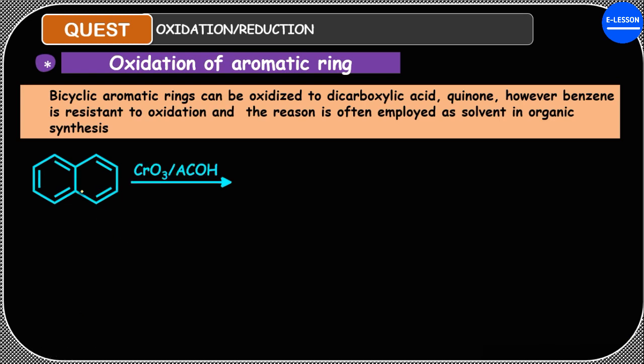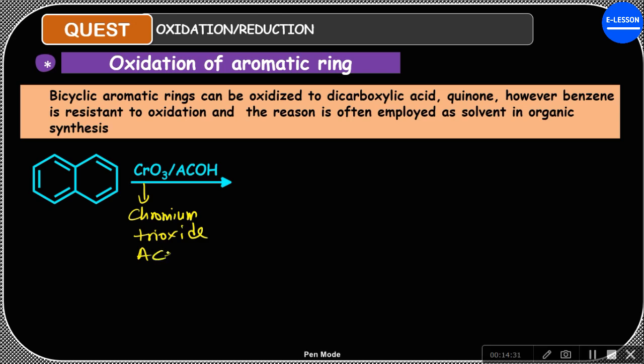Now, how about if you react this with chromic acid? Chromic acid, which we call chromium trioxide in acetic acid. Can we still remember what happened in this case? Chromium trioxide in acetic acid. Now we said that when chromium trioxide in acetic acid reacts with a cycloalkene ring, it's going to form a carbonyl compound. True or false?